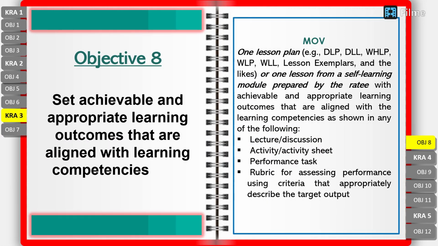Objective 8. Set achievable and appropriate learning outcomes that are aligned with learning competencies. For this objective, we only need one lesson plan or one lesson from a self-learning module prepared by the ratee with achievable and appropriate learning outcomes that are aligned with the learning competencies as shown in any of the following: lecture or discussion, activity or activity sheet, performance task, rubric for assessing performance using criteria that appropriately describe the target output.